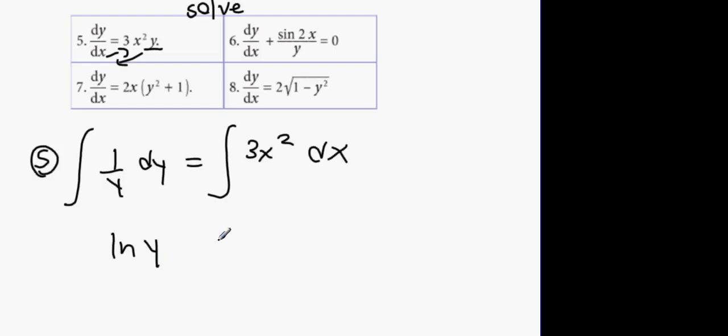Now what happens when you integrate something that has no limits? Plus c, right? And then on the other side we'll have x cubed, plus d. Let's call it d, okay? Now c is a number, isn't it? And d is a number, correct?